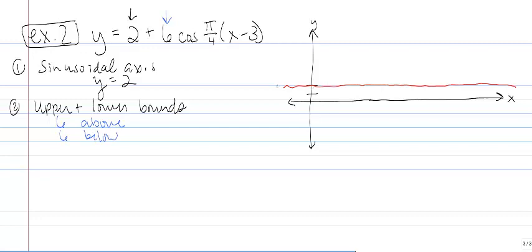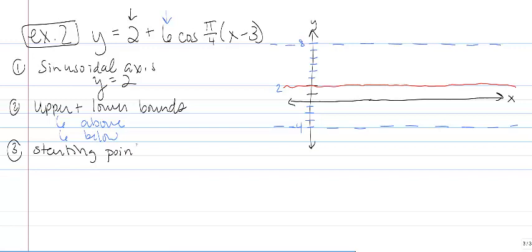So here we're at 2. All right, so let's go up 6. So 1, 2, 3, 4, 5, 6, which puts us at 8. And let's go down 6. 1, 2, 3, 4, 5, 6, which puts us at -4. Draw in your dotted horizontal lines, just to remind yourself that that's where the high and low points of our cosine curve are going to be.